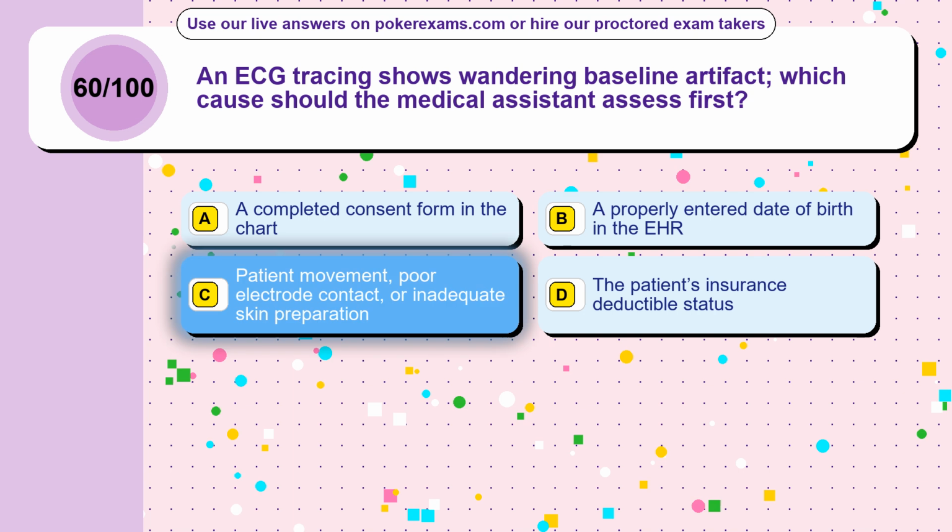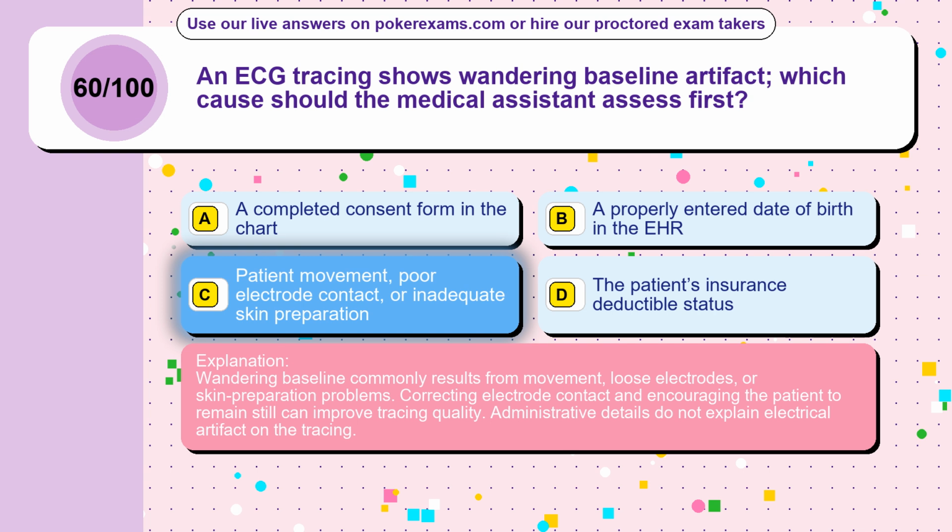The correct answer is option C. Patient movement, poor electrode contact, or inadequate skin preparation. Wandering baseline commonly results from movement, loose electrodes, or skin preparation problems. Correcting electrode contact and encouraging the patient to remain still can improve tracing quality. Administrative details do not explain electrical artifact on the tracing.